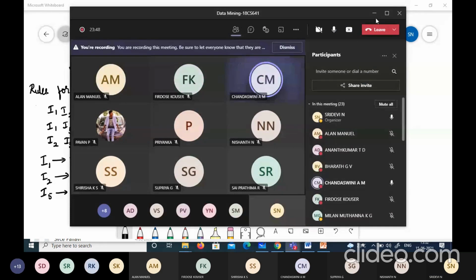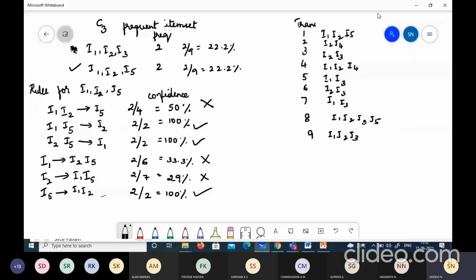Ma'am, all are 50%, ma'am. All 50%. Just check with 2 and with 1 as well. Yes, ma'am. For I1, I2, 2 items, all are 50 here. Or all 6 are 50. All 6 are 50, ma'am. No, the first 3 are 50. Then the last 3? 33, 29, and 33.